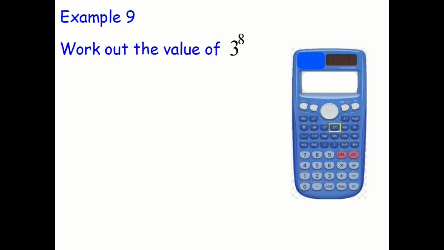Example number 9 now. For these sorts of powers, you are going to need your calculator. So work out the value of 3 to the power 8. What you need to do here is press the button 3, followed by this button here, because that enables you to put in whatever power you like. Press the number 3 because that's your first number. Press this button on your calculator and then put the number 8 into that and press equals, and hopefully you will get the same as me, which is 6,561.